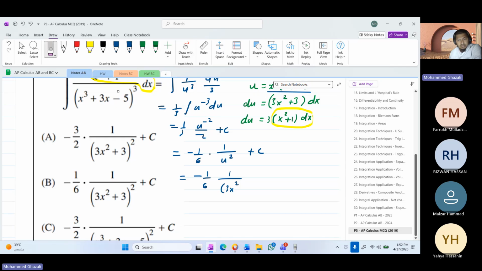x cubed. Okay, just check. Oh, yes, that's correct.